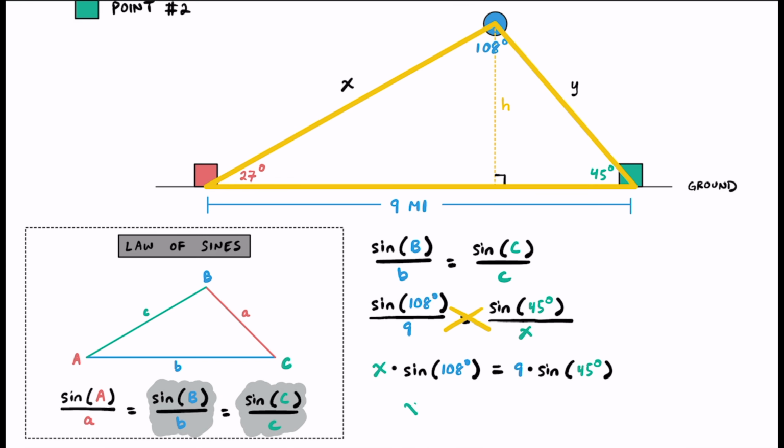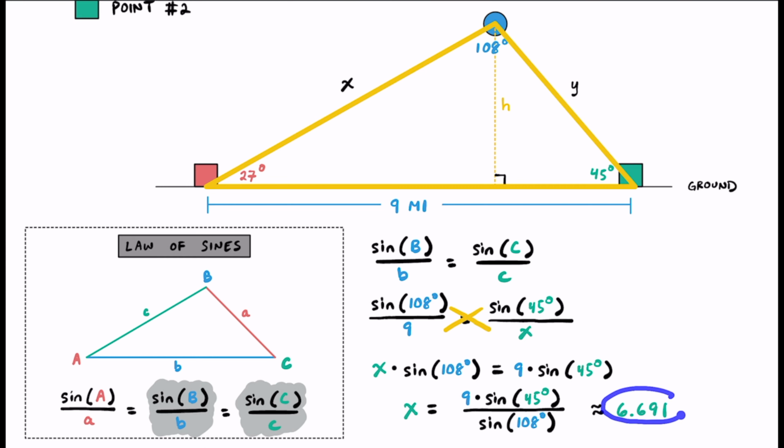Next, we can isolate x by dividing both sides by sine of 108 degrees, and we can write x is equal to 9 times sine of 45 degrees over sine of 108 degrees. Plugging this into a calculator, we're going to get that x is approximately 6.691. I'm just keeping a few extra decimal places for now because this is not our final answer, and then for our final answer, I'll round to the nearest tenths.